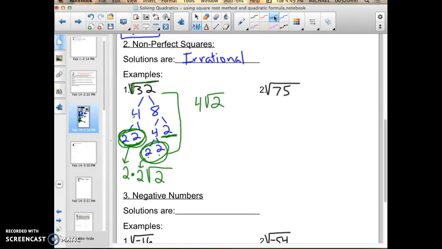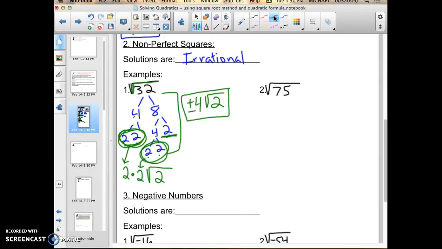Now, please remember, anytime you take the square root of a number, I talked about this in the previous video, you have to do the positive version and the negative version of that answer that you get. So my final answer is plus or minus 4 radical 2.